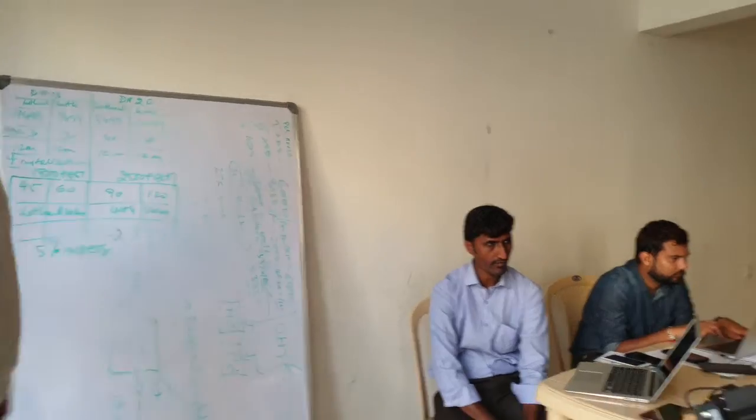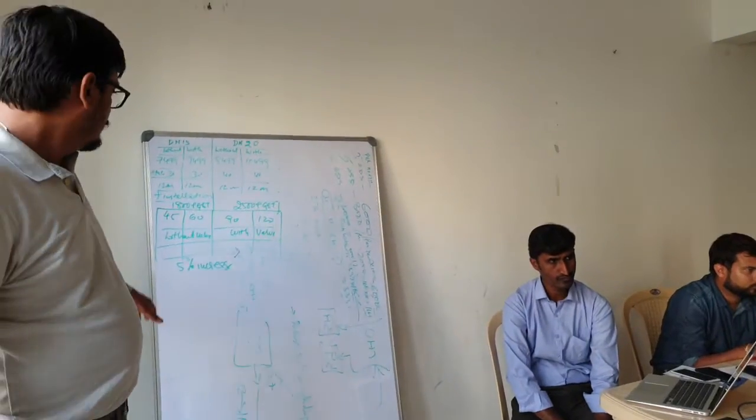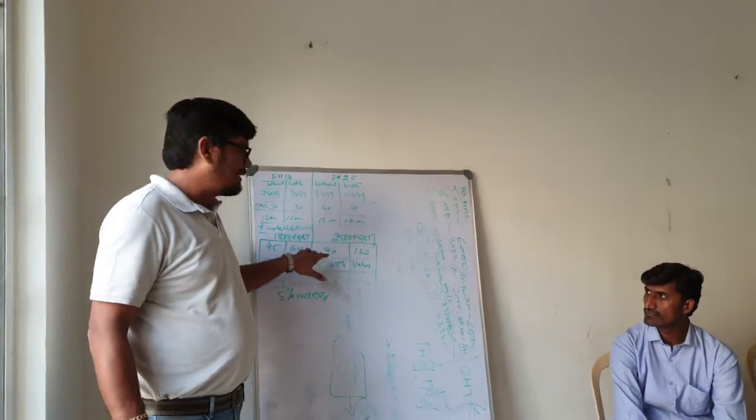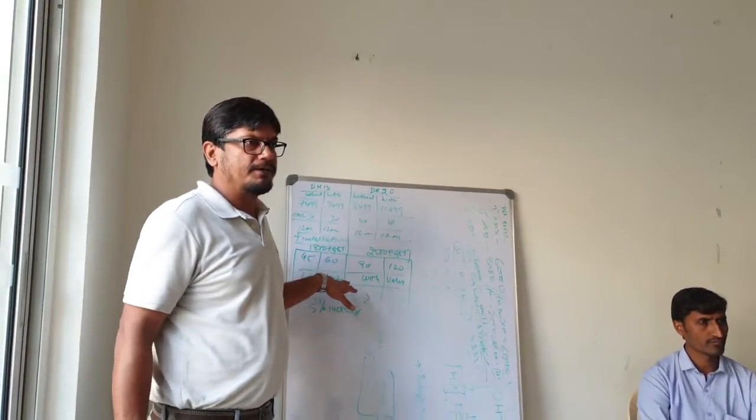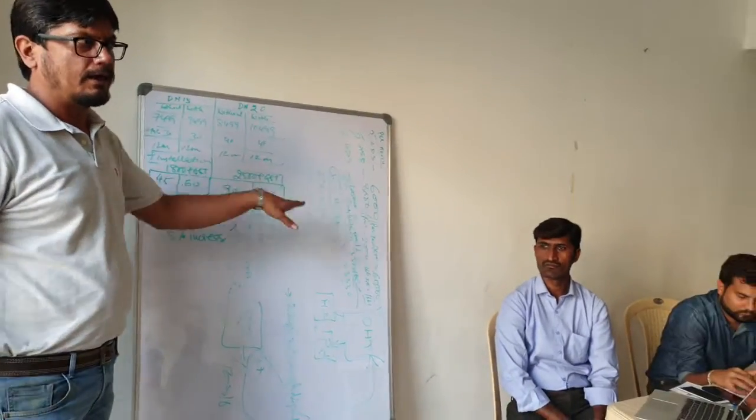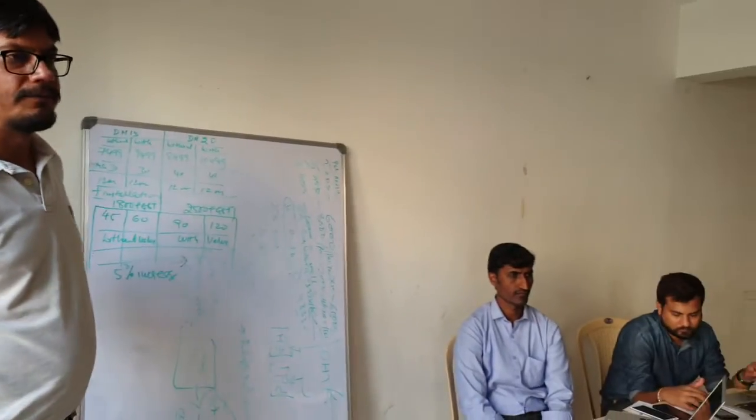Plus this thing also, right? This includes this also. We have to pay essentially this. That's the number: 45, 60, 90, 120. 45 into the number of meters, 60 into the number of meters, 90 or 120 into the number of meters. The installation cost will be included in this.